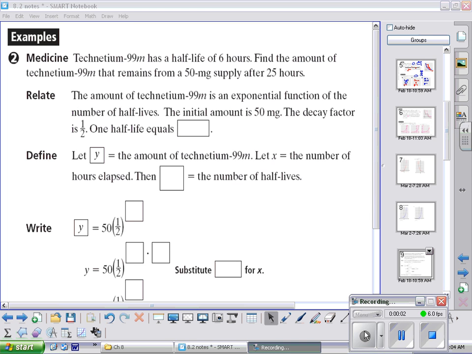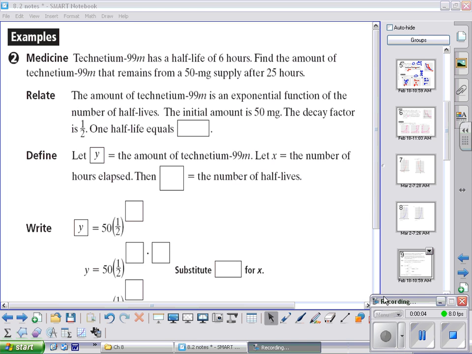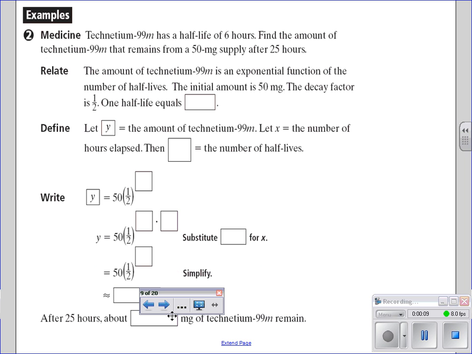Okay, this is 8.2, part 2. This will be pretty short. This shouldn't be very long. What we're going to do is talk about half-lives.